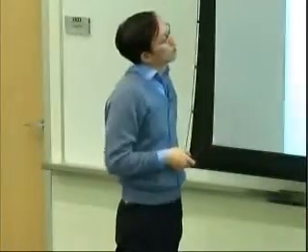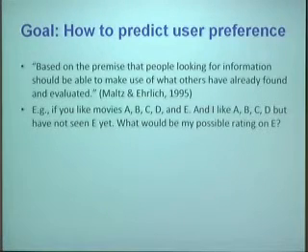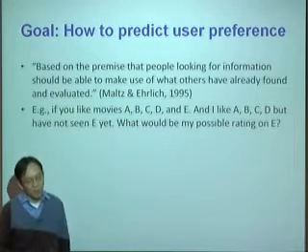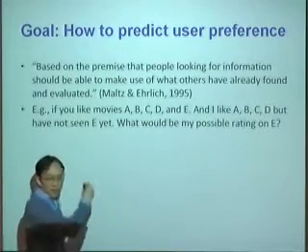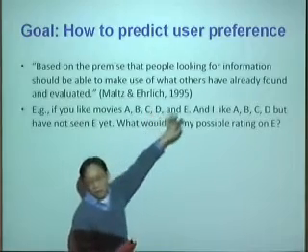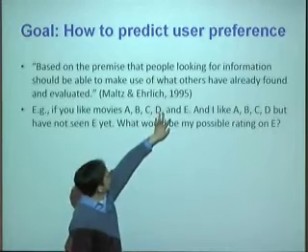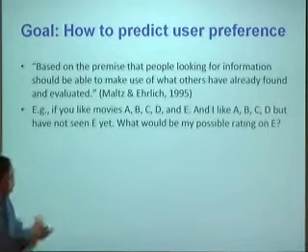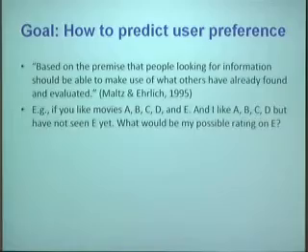One concrete example is this. If you like movies A, B, C, D, E, and I like movies A, B, C, D, but I haven't seen E yet, what will be my possible rating on E? Simply put, very likely I would like E as well, because based on the similarity between your preference and mine, we share lots of common favorite movies. The algorithm might infer that maybe I would like E as well, so I have a large value for this movie.